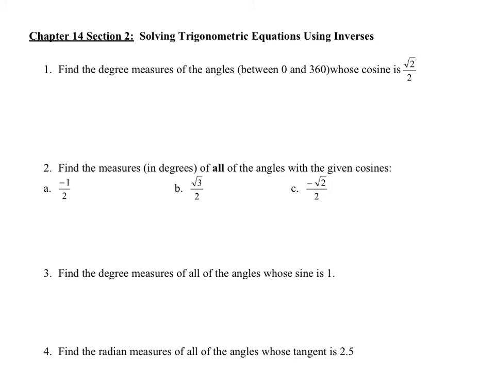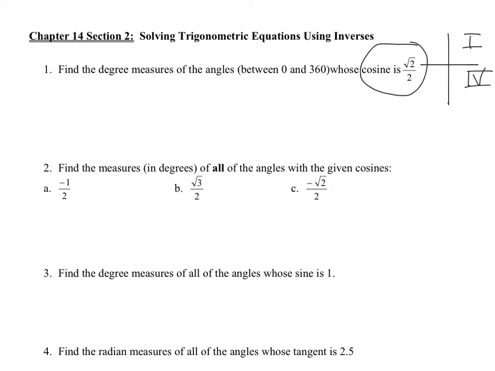In this section, we're going to solve trig equations. So you're going to use the unit circle a lot. So the first one, find the degree measure of the angles between 0 and 360 degrees whose cosine is root 2 over 2. So you have to be familiar enough with the unit circle to know that if cosine is root 2 over 2, cosine is x, it must mean that we're going to be in the first and fourth quadrants. So you have to think of angle measures where the ratio is going to be root 2 over 2.